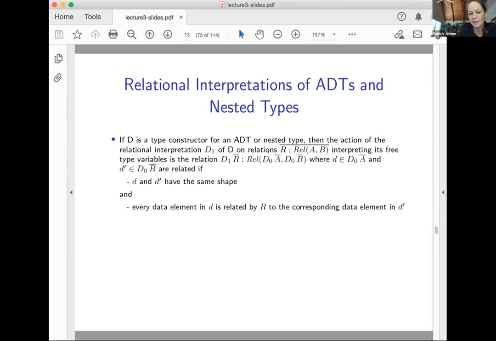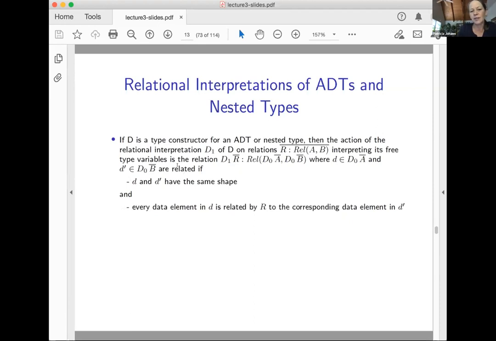Well, if I take a D in the domain and a D prime in the codomain, they're going to be related exactly when they have the same shape. And every data element in the first data type is related by R to the corresponding element in the second data type. And this is probably where you were kind of hoping things would end up, right? Like if I said to you, I've got two lists, when should the two lists be related by, you know, list applied to a relation, whatever, what should that mean? I hope what you would say to me is, well, it should mean the lists have the same lengths, and it should mean that, element-wise, the data are related by the relation. And that is exactly what this is saying, right?